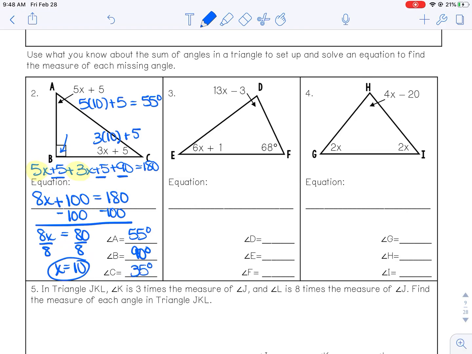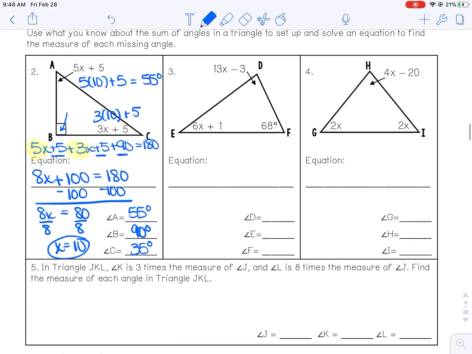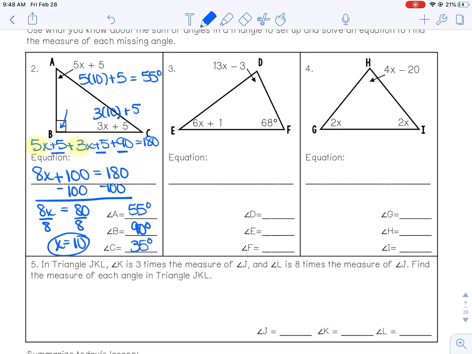Let's take a look at number 3. We don't have a 90-degree angle on this one, but we do have a 68-degree angle. So I'm going to add all of them together and set them equal to 180. It doesn't matter which one I start with. 13x minus 3 plus 6x plus 1 plus 68 is equal to 180.